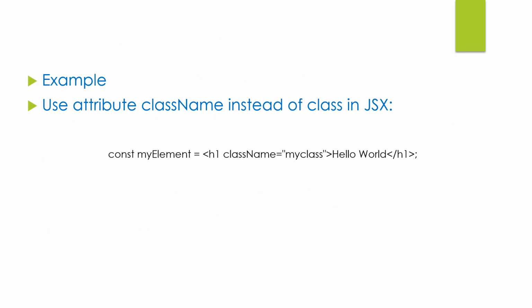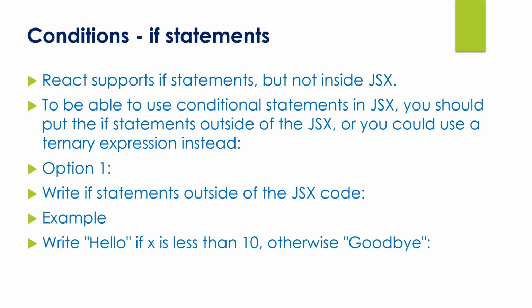Now let us see one example. Here we are using the attribute className for the h1 element or h1 tag. But generally in HTML, when you want to declare the h1 element, we use the class and we can define our own class. But here in JSX, you cannot use the class directly. So what we need to do, we have to use the className attribute. So this is how we can use className in JSX syntax.